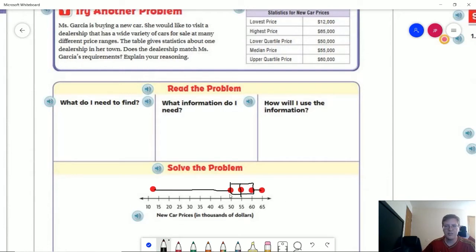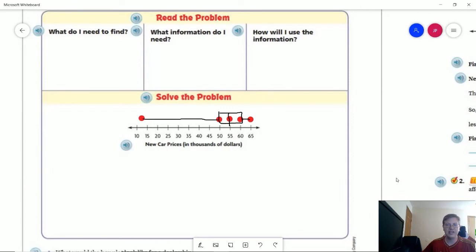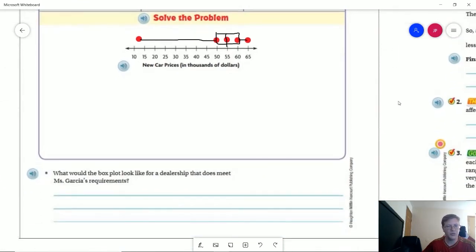Price ranges are going to be mostly consolidated in this range, which suggests that we are not going to be in a situation that this is going to be a place that she would want to shop at. Our follow-up question: what would the box plot look like for a dealership that does meet these requirements?